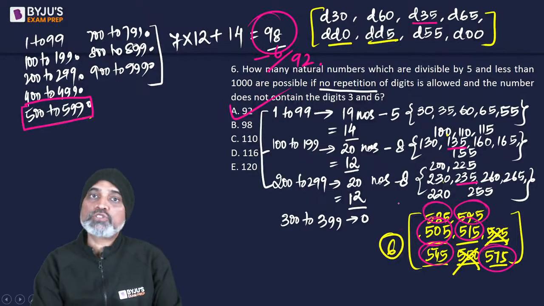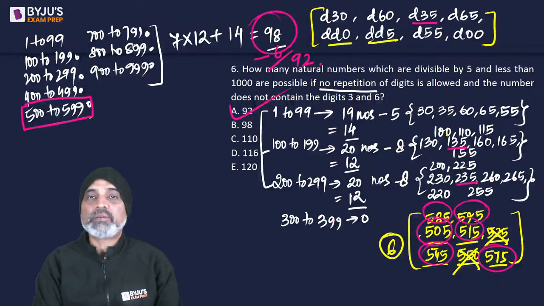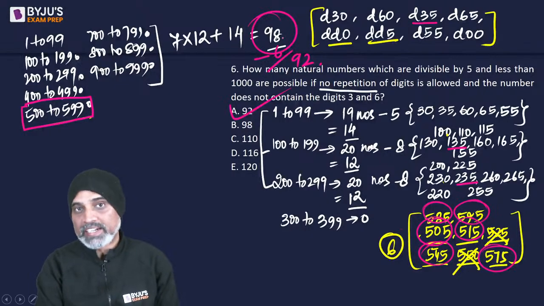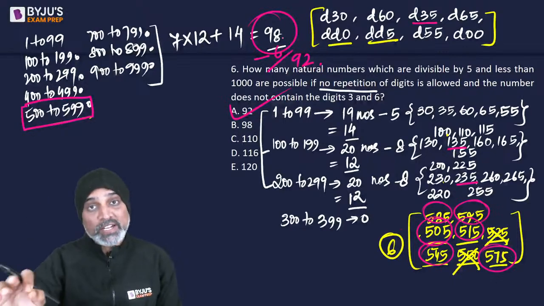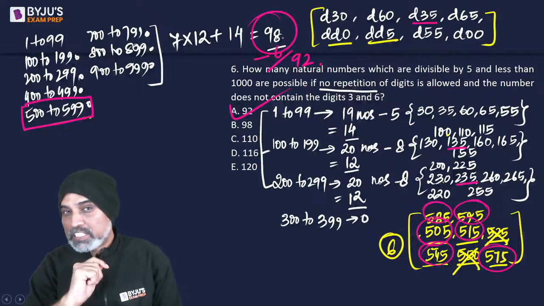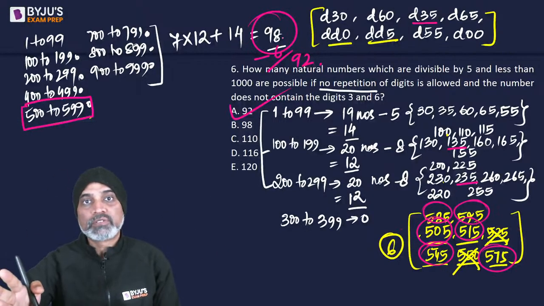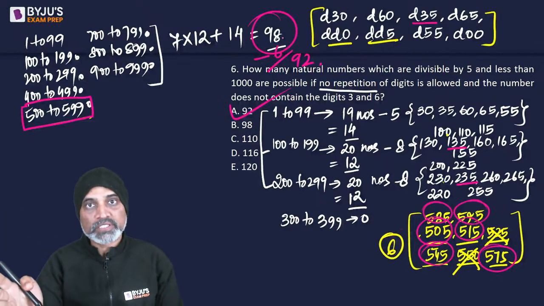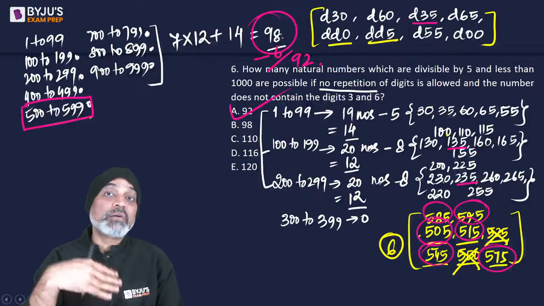3 and 6 numbers you can't take anyway. So I have excluded the 3 and 6 numbers. I got total 98. But out of those 98, there were certain more numbers in 500s that were also included where the digit was repeated. Which digit was repeated? 5. When the first digit is 5 and the last is 5. 505, 515, 525, 535, these numbers. Out of these numbers, some numbers were already removed. Some more numbers we had to remove.